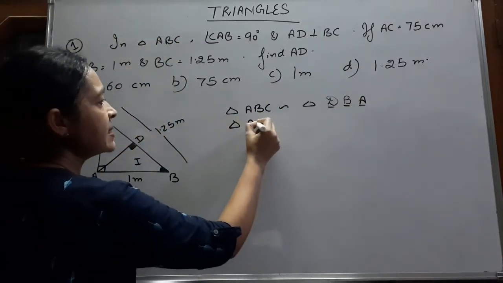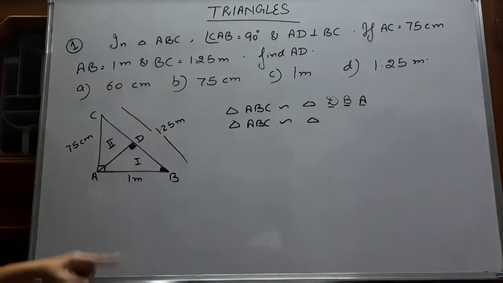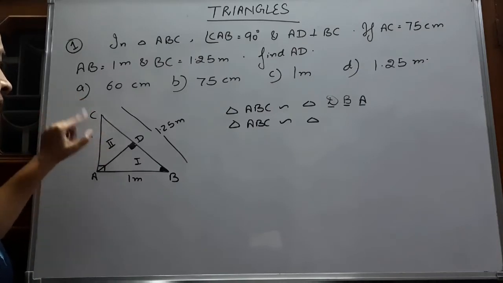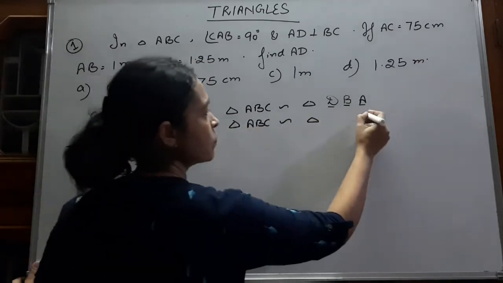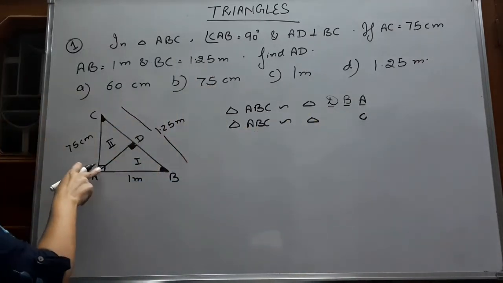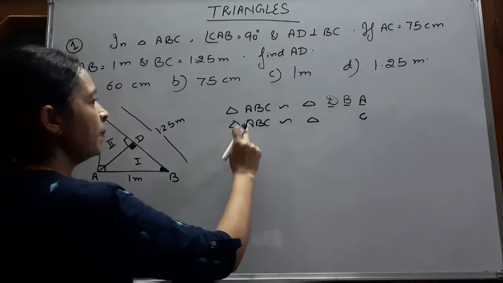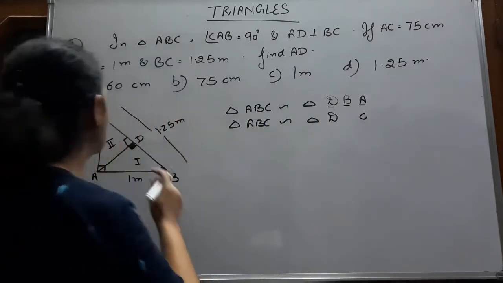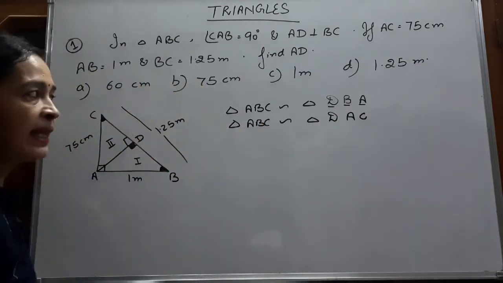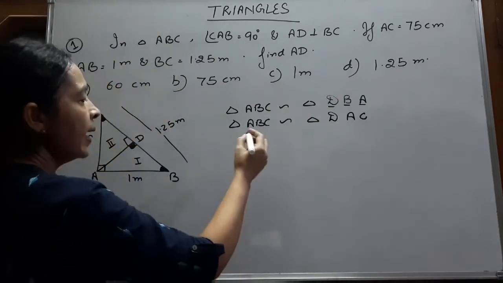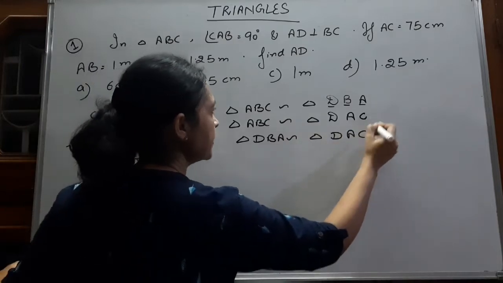Next. Triangle ABC is also similar to the second triangle. How will we name this triangle? Which angle is common in the second triangle and the whole triangle? Angle C is common. Write C in place of C. Now, in the whole triangle, angle A is 90. Here we have angle D 90, linear pair. So, in place of A, we will write D. C is done, D is done. What is left? A. Triangle ABC is similar to triangle DAC and triangle DBA is also similar to triangle DAC.